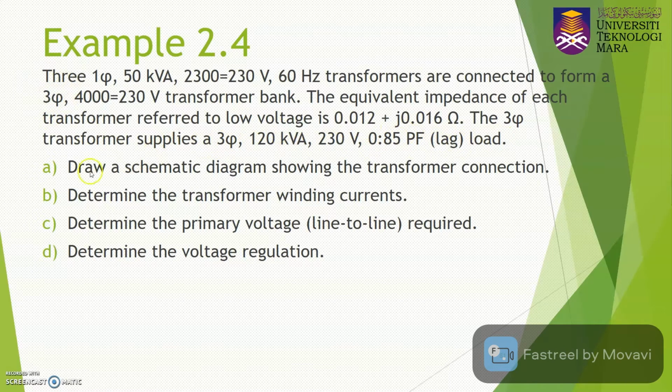Alright, so the question here: A, draw the schematic diagram showing the transformer connection. B, determine the transformer winding currents. C, determine the primary voltage in terms of line-to-line voltage that is required to produce this configuration. And for D, determine the voltage regulation.